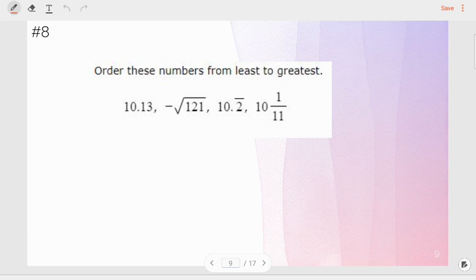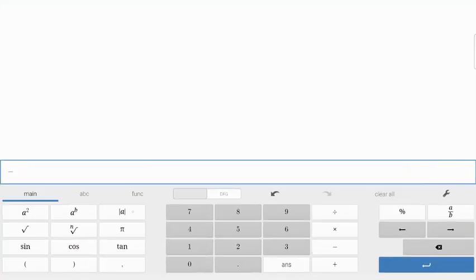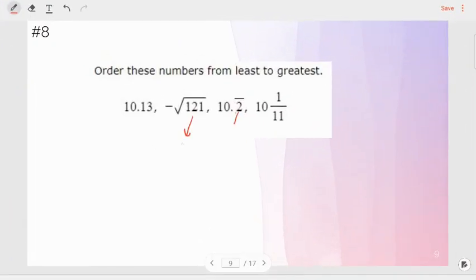Order these numbers from least to greatest. So on number 8, we are going to order them. Now, I find the easiest way to order numbers is to turn them all into the same format. And I like decimals because I think decimals are easier to compare. So I'm going to convert, this is a decimal, this is not a decimal, so let's type that in. So negative square root of 121 is negative 11. So negative 11 is what this is really saying. And 10 and 1/11.